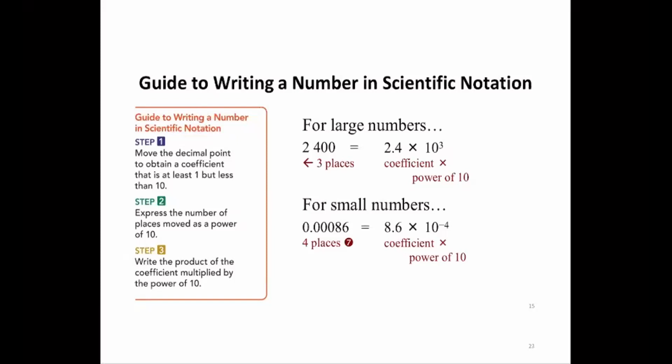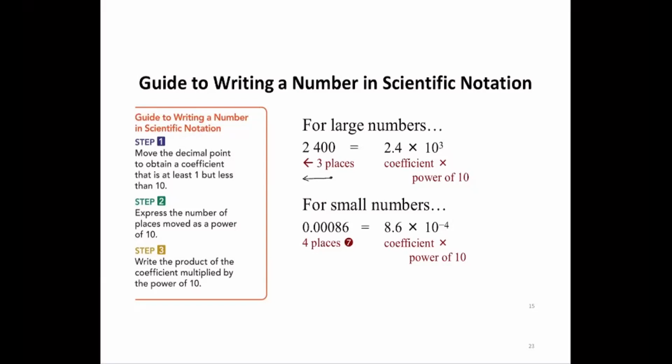When we write in scientific notation, understand that for large values, we are going to move the decimal place, which may be written or implied, from right to left, such that we create a value called a coefficient that is at least 1 but less than 10.